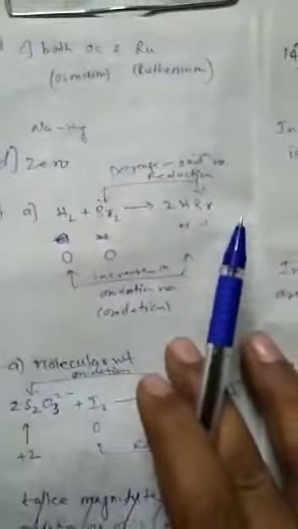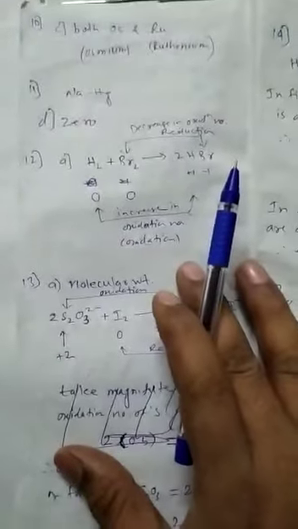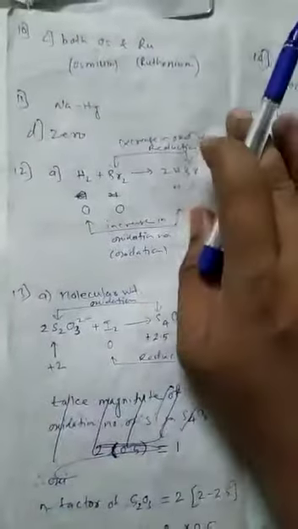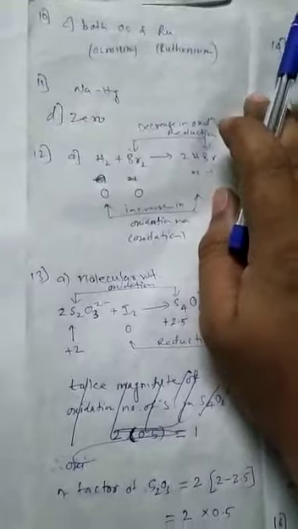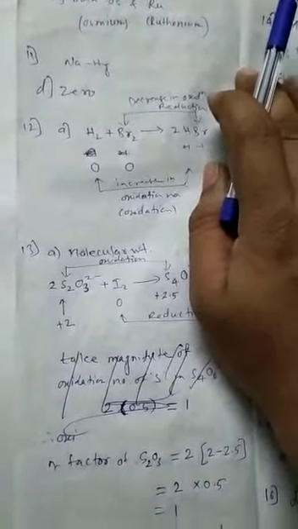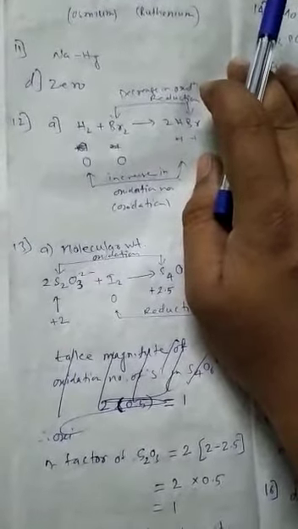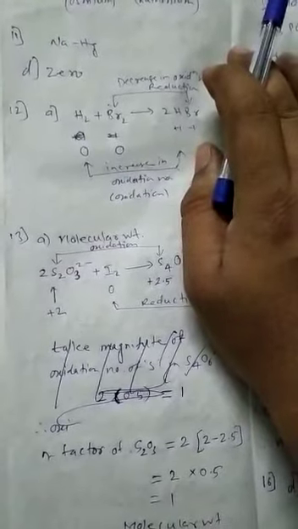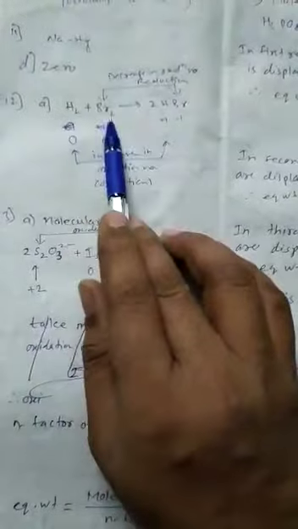Now for question number 10, the answer is both osmium and ruthenium. For question number 11, in sodium amalgam, the oxidation number of sodium is 0. The answer is D. For question number 12, we have the equation H2 + Br2.